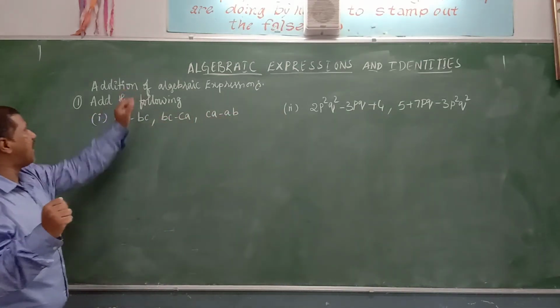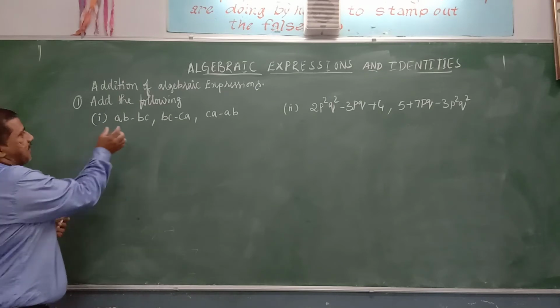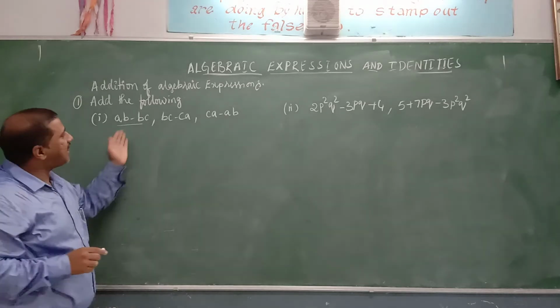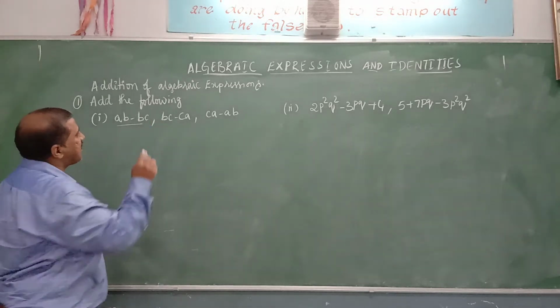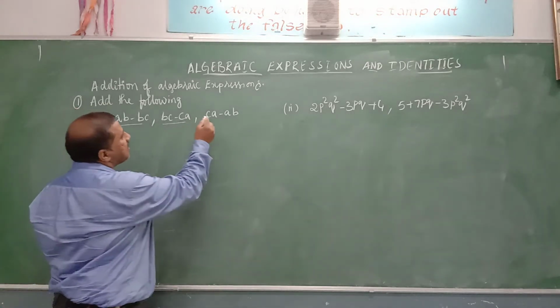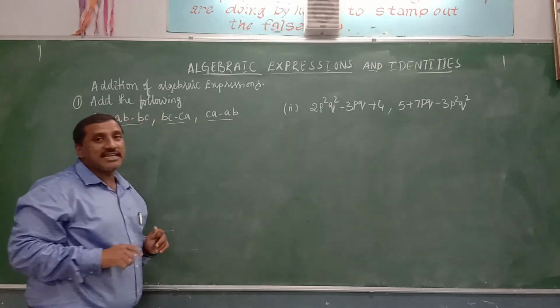Add the following. First sum: AB minus BC. This is one algebraic expression, AB minus BC. The second expression, BC minus CA. The third expression is CA minus AB.